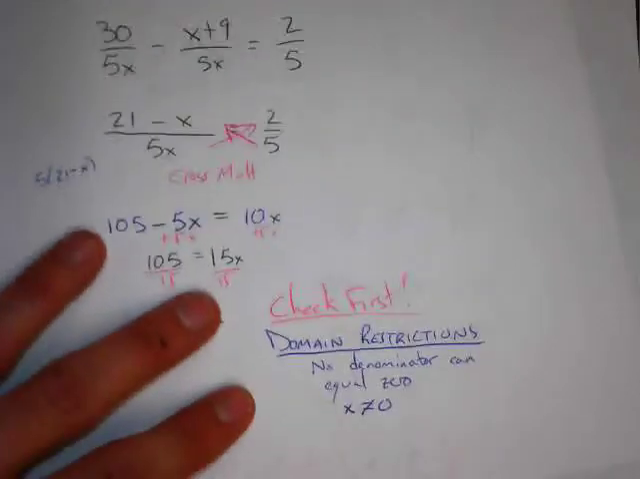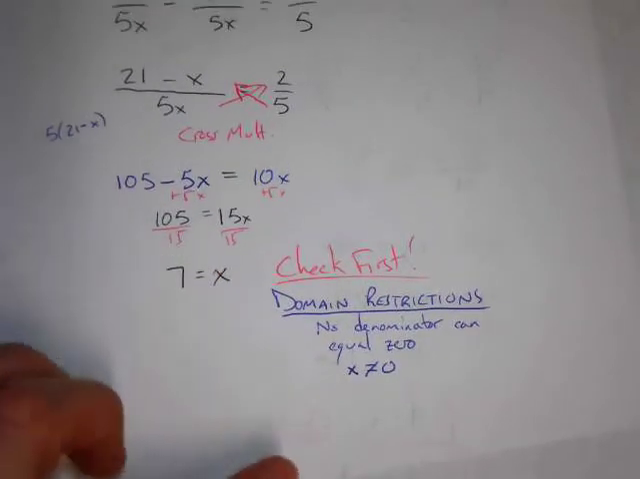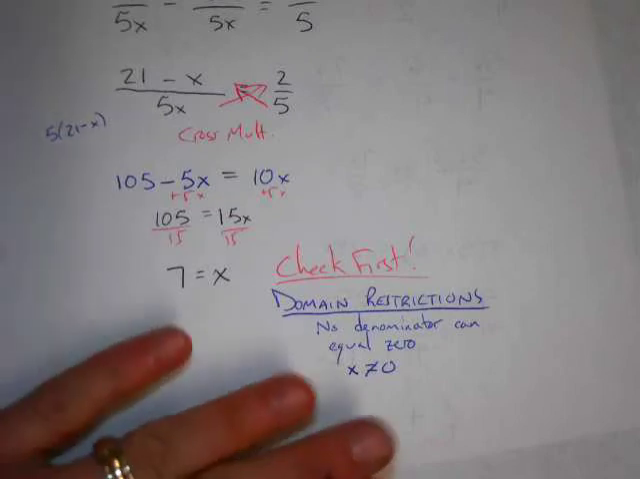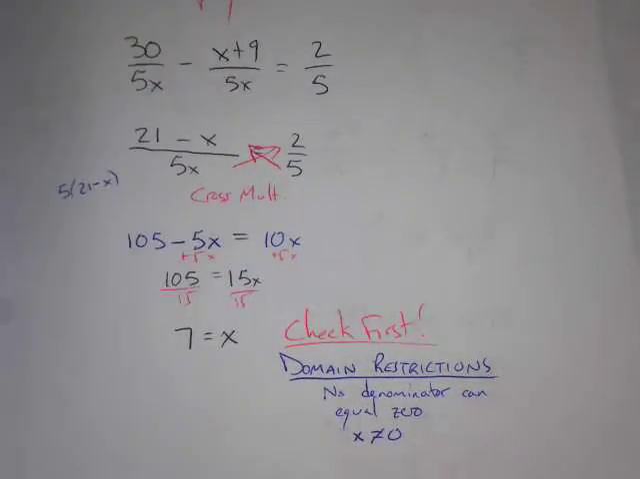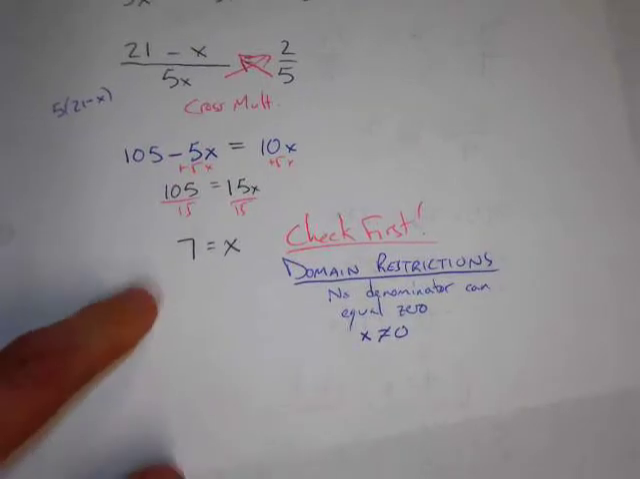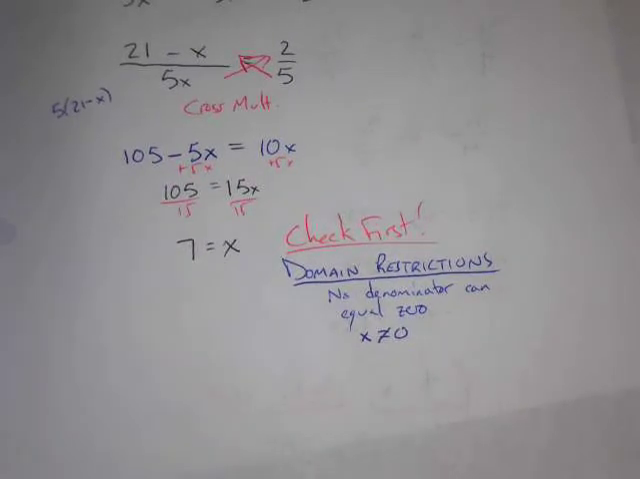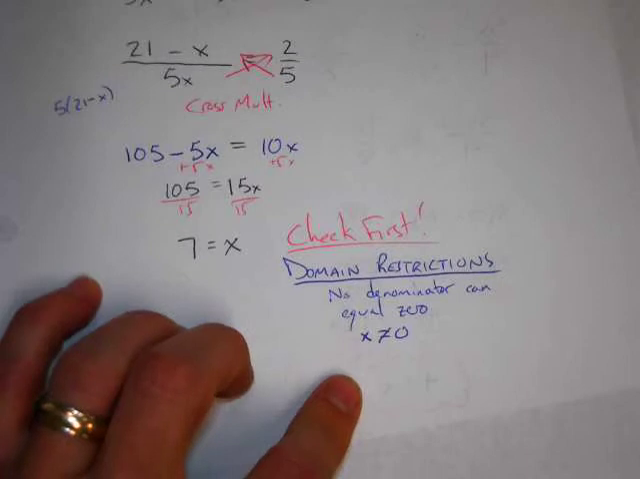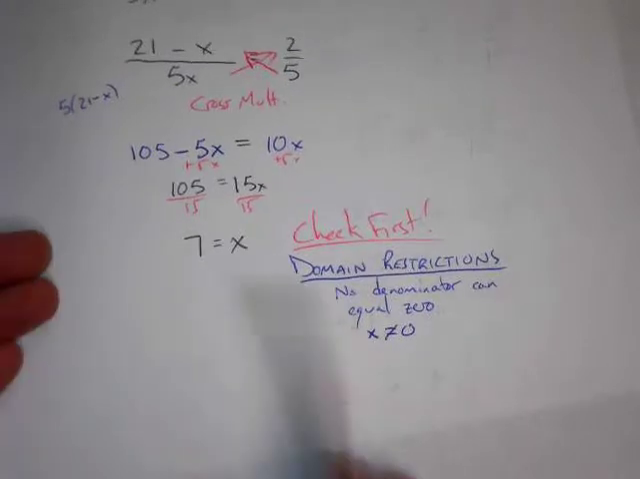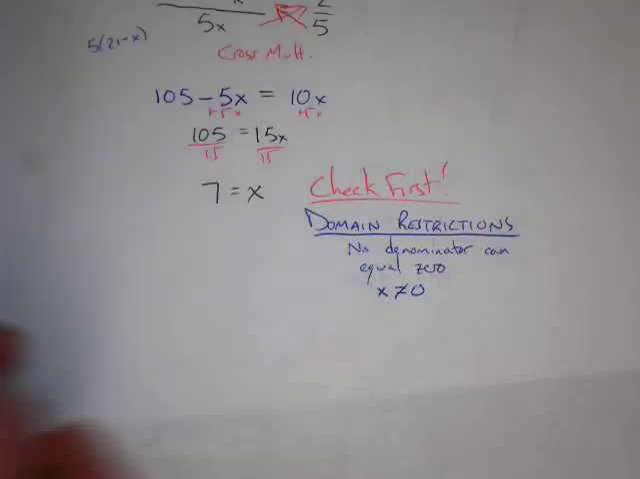If that's a challenge for you, you want to hit pause here and go back to challenge 10 on function notation, rational functions and domain restrictions, and make sure you understand that none of these denominators can equal 0. Therefore, x cannot equal 0. Fortunately for us, we're not saying x is 0. We're saying x is 7. Whew! Let's plug that in and make sure that no denominators equal 0, and we're going to be good.